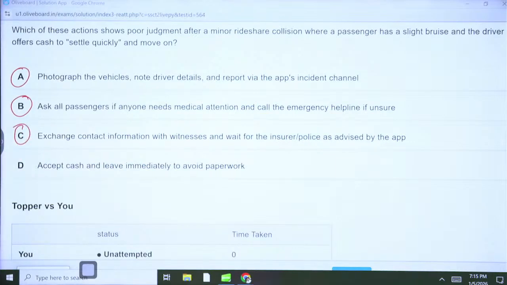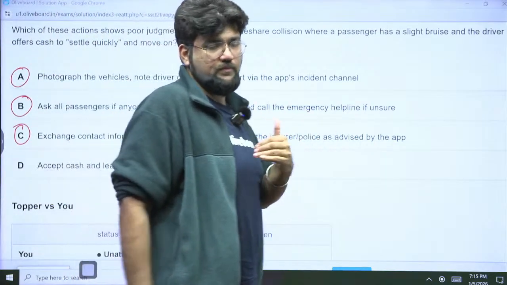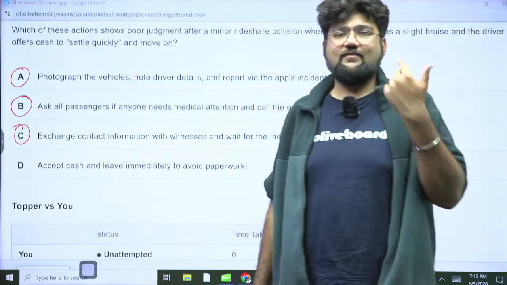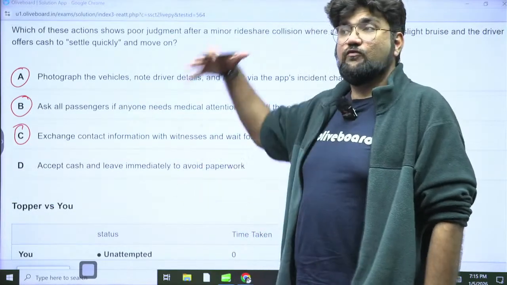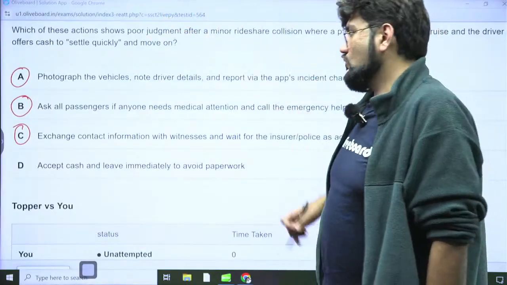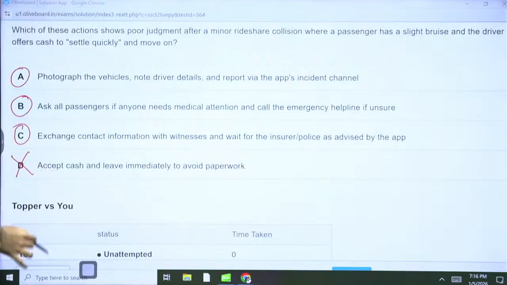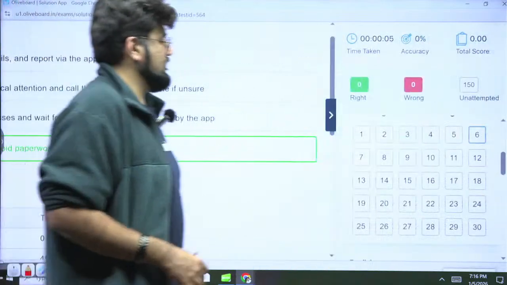Accept cash and leave immediately to avoid paperwork. Oh, something happened. Some rideshare app taxi has crashed into my car. He's offered me 2000 rupees. I've taken and I've left because I thought, yeah, this is sufficient for my repair work. Technically, you feel that this is right, but there are policies for this. Okay. So hence, this is the worst decision you can make out here, is option D. So option D itself is the correct answer. Okay. 45 seconds. Next.